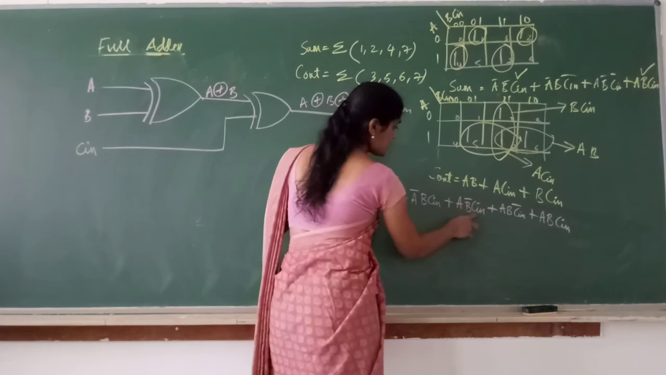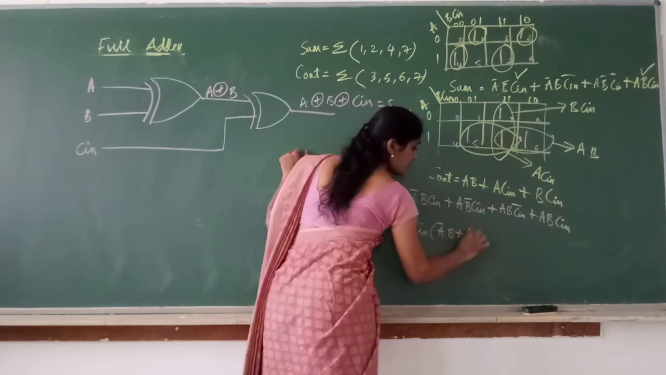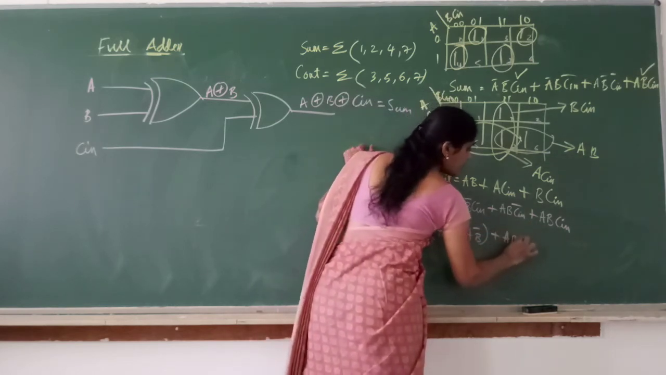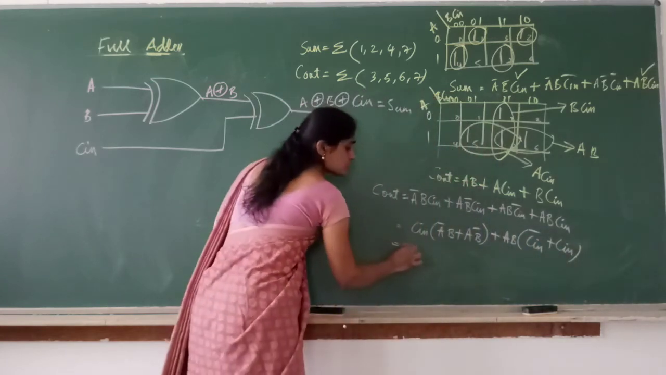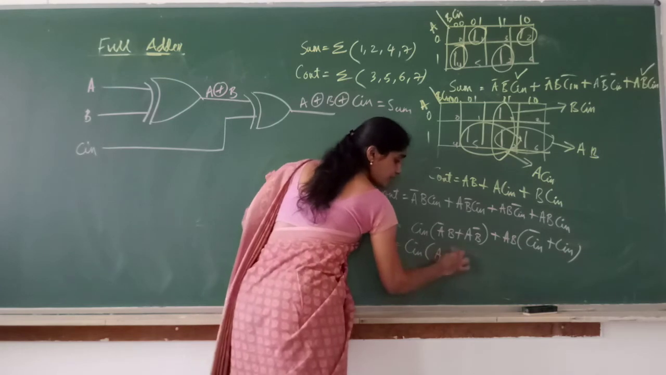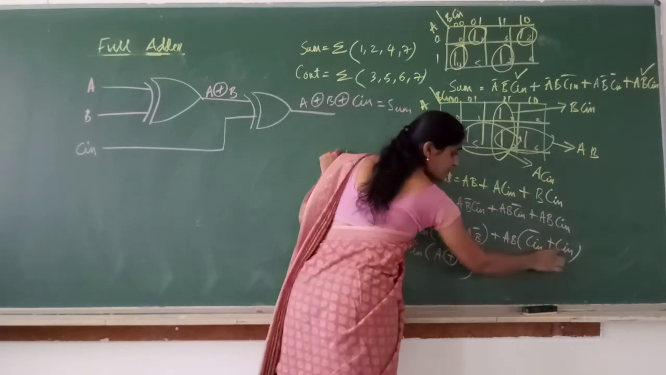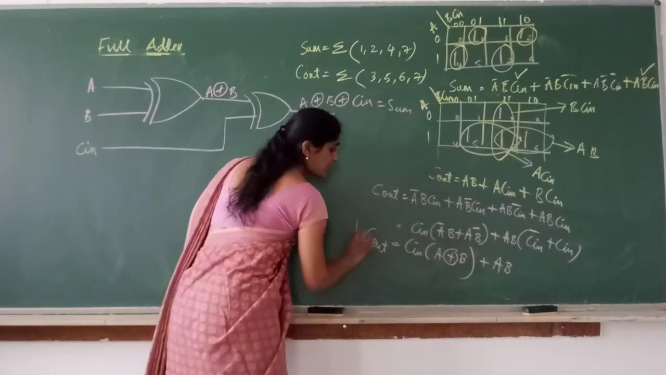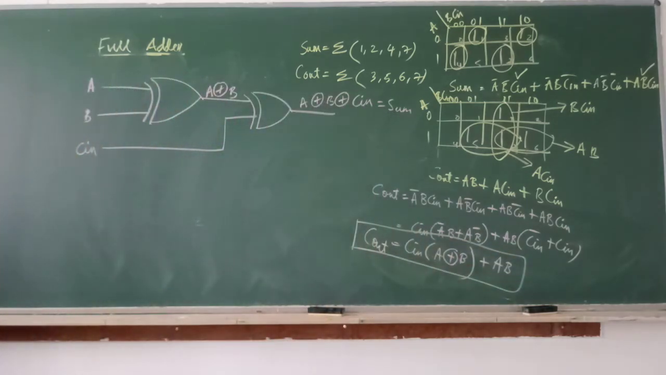So if I take C in common here, I will have A bar B plus A B bar, plus if I take AB common here, I get the equation as C in bar plus C in. Okay? So now what is this? C in into A XOR B, plus AB. What is C in plus C in bar? 1. 1 into AB is 1. So C out is equal to C in into A XOR B plus AB.